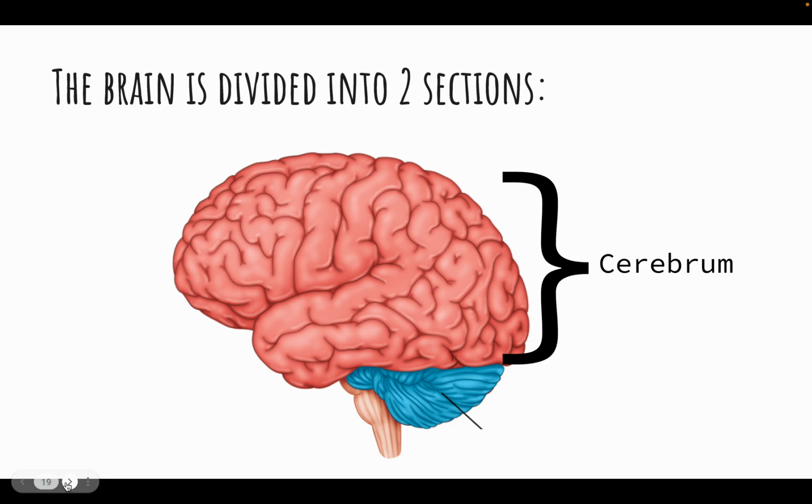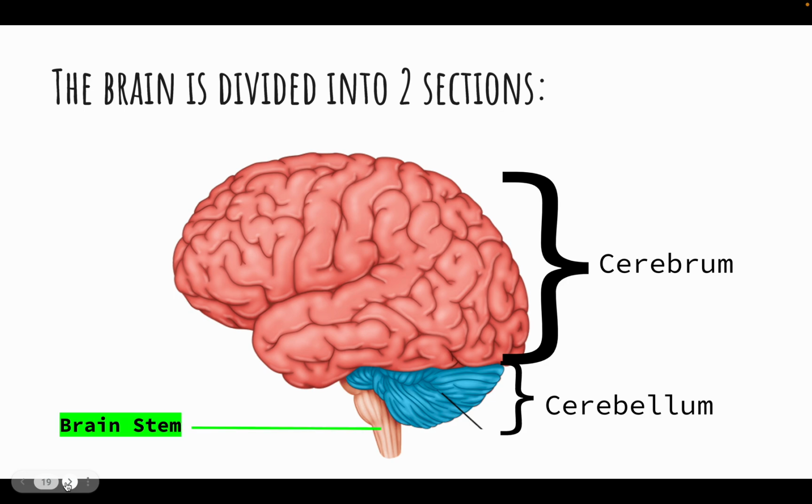And so that is the cerebellum. Okay, those are the two sections that your brain is divided into. In this diagram, we also have the brain stem. The brain stem is not considered part of the brain.